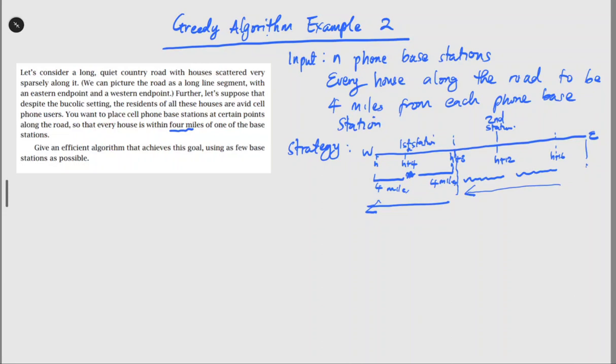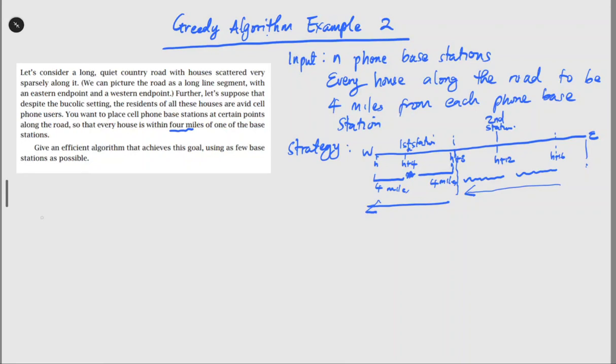So what are my observations? Let's think. Using this strategy, what do you observe? I think this strategy implies that for every 8 miles, that's the first 4 miles and the next 4 miles, we will have one phone base station placed at its midpoint. This is an illustration already, just as I've illustrated. For every 8 miles, I have one phone base station in the middle. I hope this makes sense.